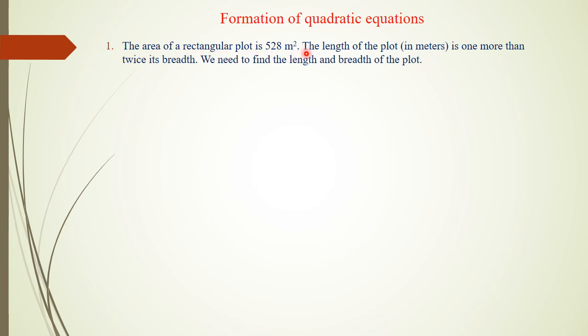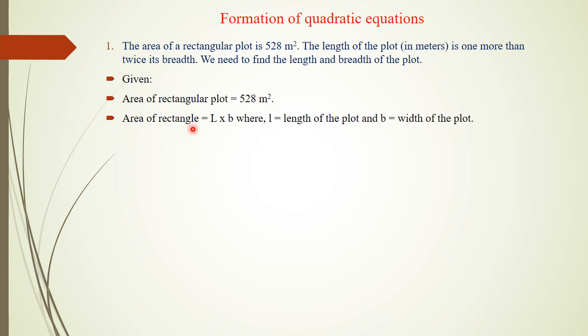has mentioned that the length of the plot is one more than twice its breadth. Now we need to find the length and breadth of the plot. Let us understand this in a simple way. Here, the area of the rectangular plot is given as 528 meters square. And we know that the area of a rectangle is nothing but length into breadth. Here, L is equal to the length of the plot and B is the width of the plot.